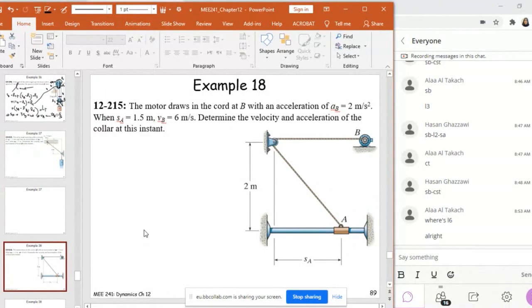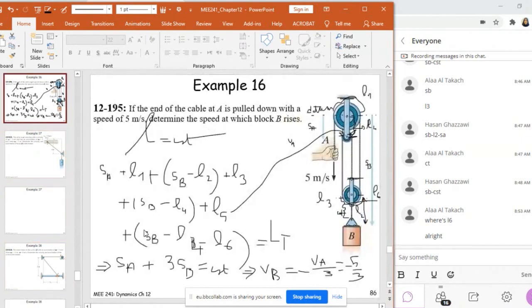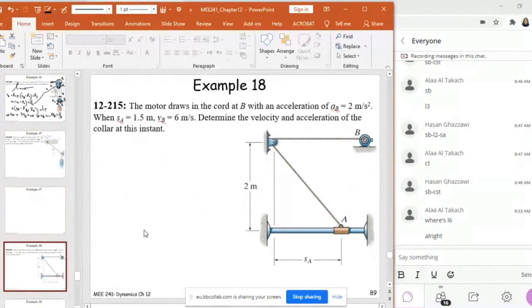In fact, this is a much more complicated example because here I have two directions. They are not aligned in the same direction as here, which is the Y direction, okay? So let's solve this problem.